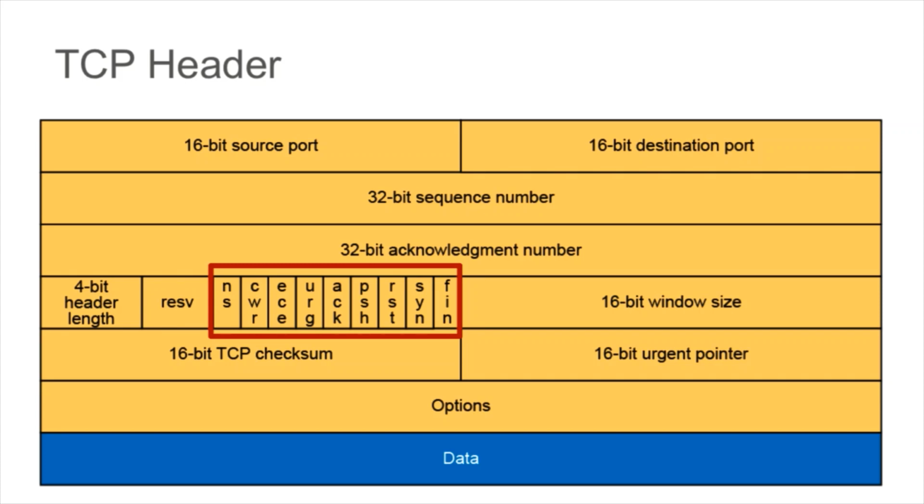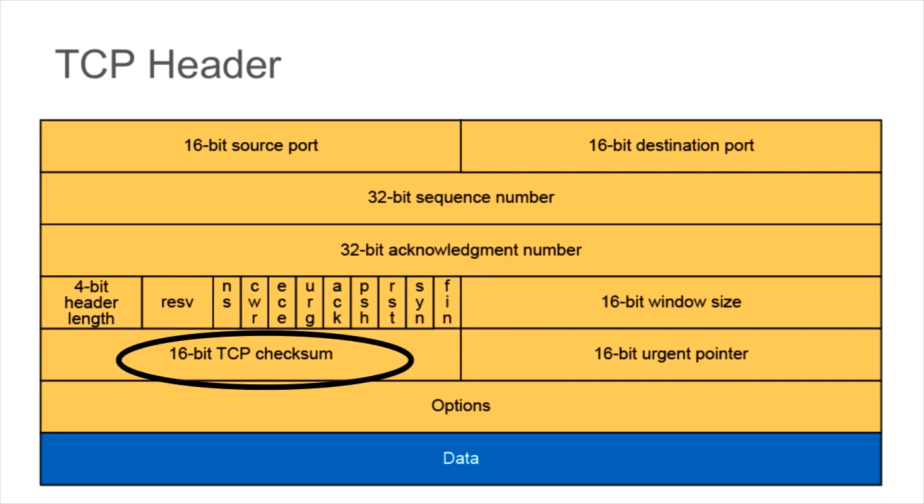We have an urgent bit. We have a FIN bit to let us know that we're finishing a connection. We have a reset bit to reset the connection, a push bit, and so on. So there's a number of bits here that are all used for session establishment and session management. We have that 16-bit TCP checksum. Again, we're going to make sure that the segment is not corrupted, that the header is not corrupted.